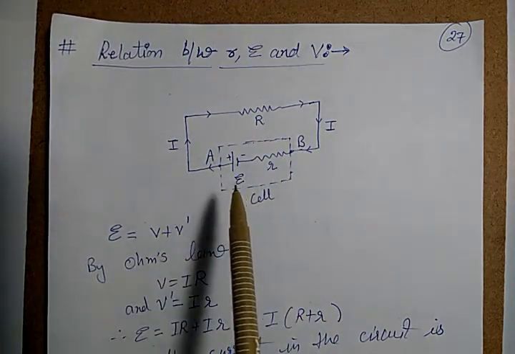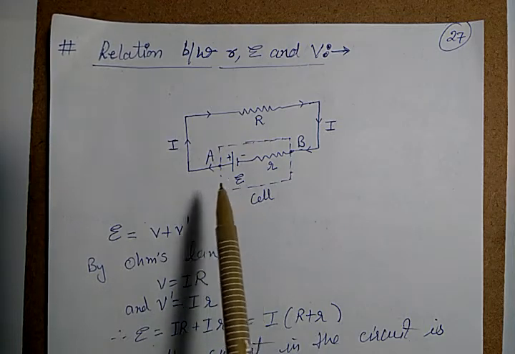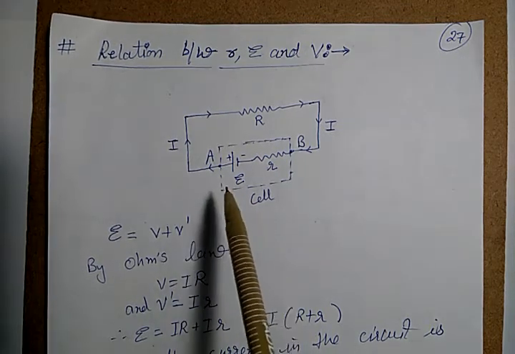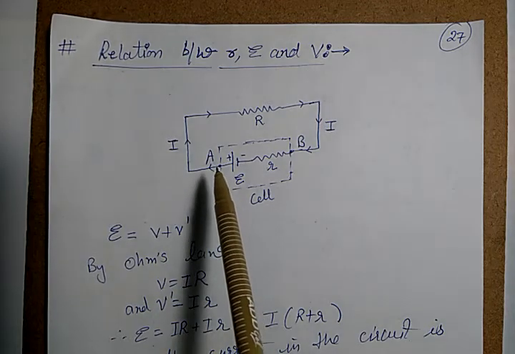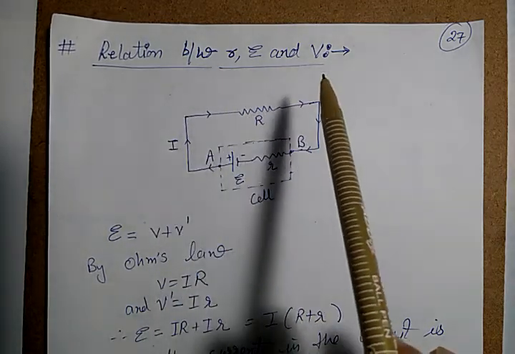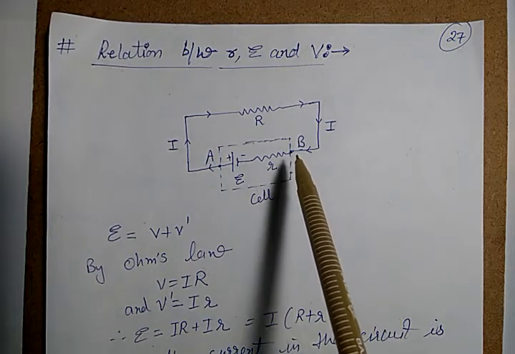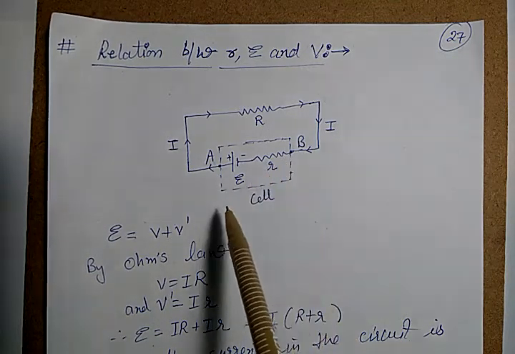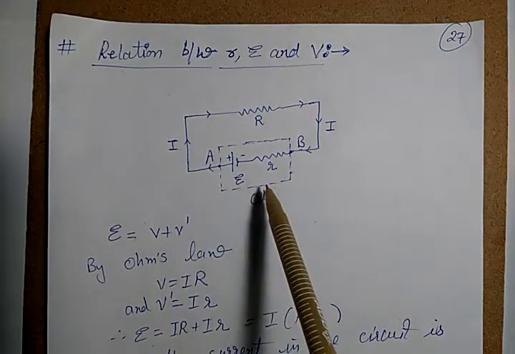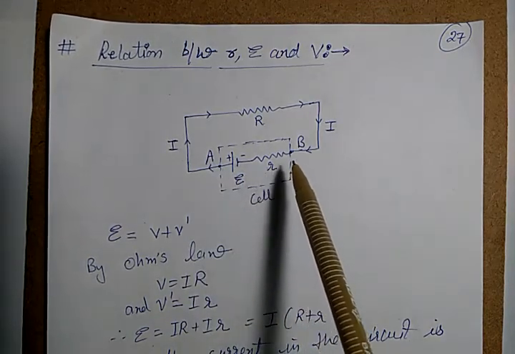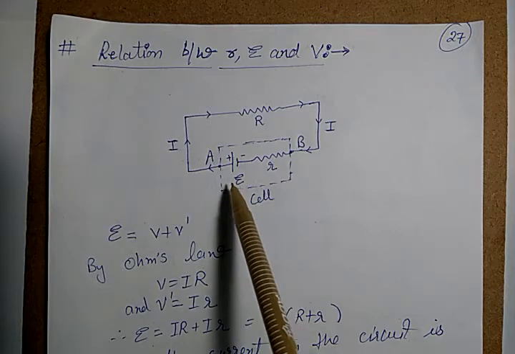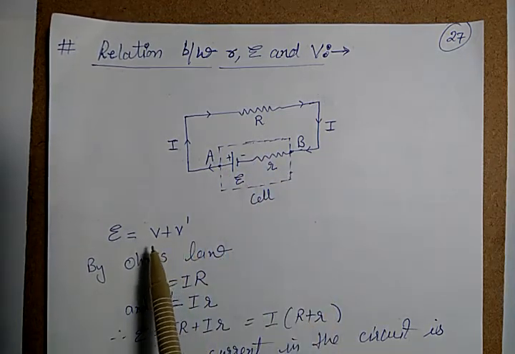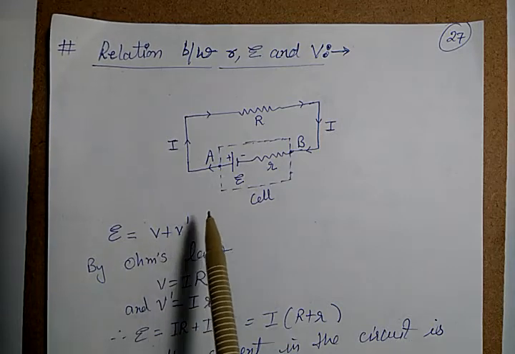So this total EMF of the cell, that is the total work done, will be equal to the work done in taking the charge from this A through this conductor to B externally in the circuit, which is V, and V dash, that is the work done in taking a charge from the B terminal to the A terminal internally through the cell. Hence total EMF of the cell will be E equals V plus V dash.